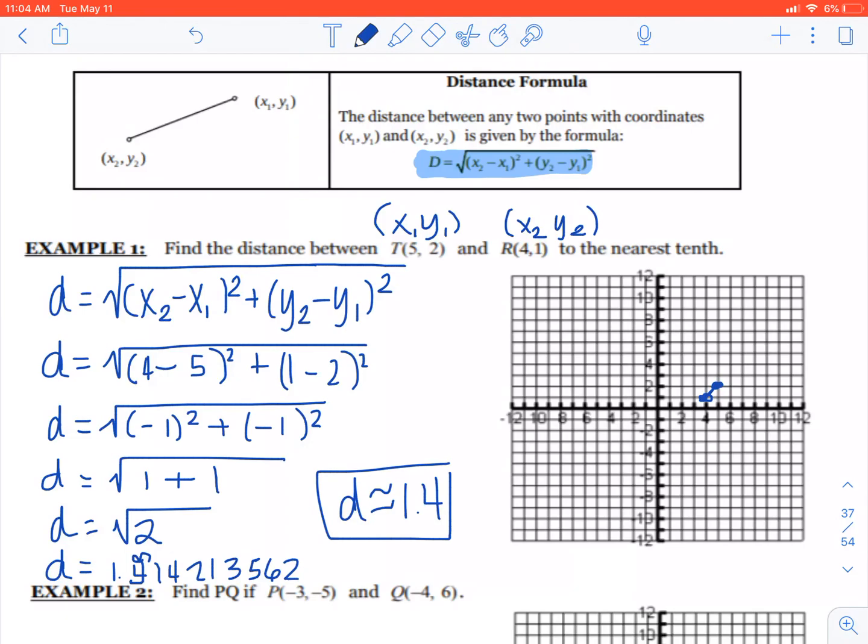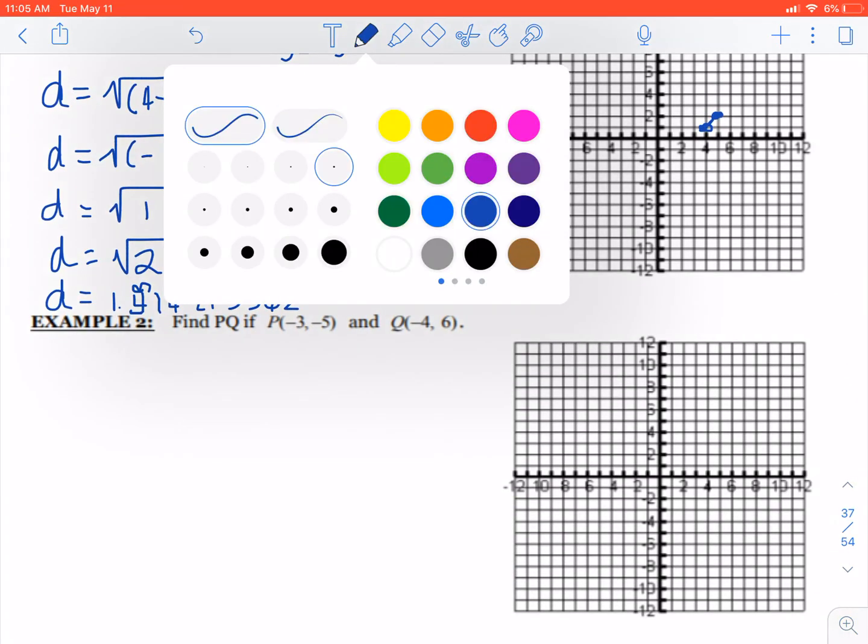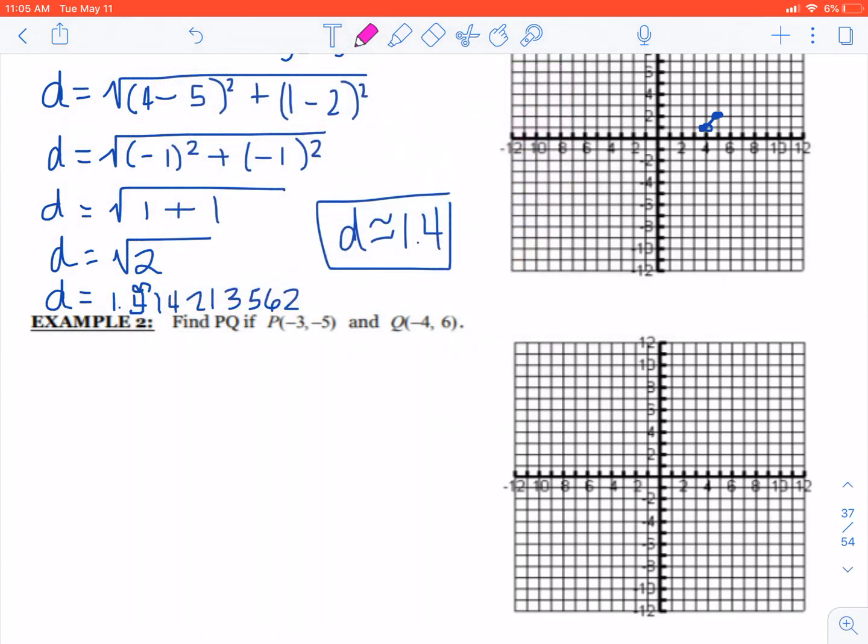All right, let's try another one. Example 2 says, let's find the distance between P and Q. So I'm going to graph those points real quick. I'll put my first point at (-3, -5), and then (-4, 6). All right, so this is the line that we're talking about.